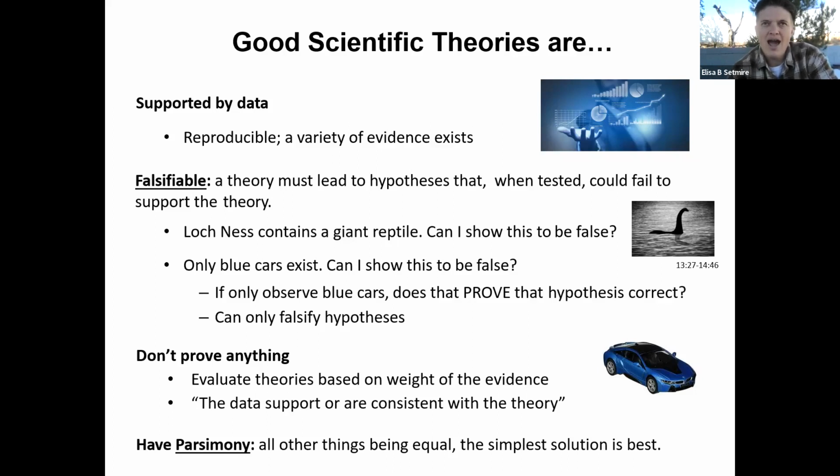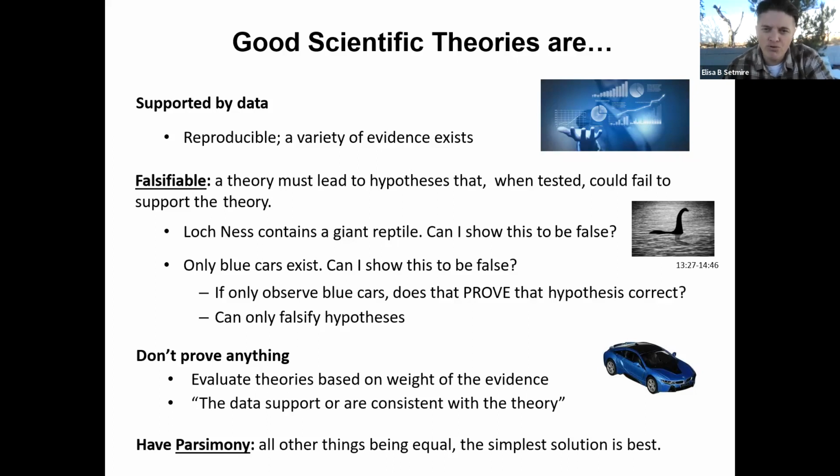Now, we have to phrase this in the right way, right? So for example, we could say that the Loch Ness contains a giant reptile. Can I show that to be false? That would be very difficult to do versus what if I make the theory or the hypothesis that only blue cars exist? Can I show that to be false? If I only observe blue cars, if I only see blue cars everywhere, does that prove my hypothesis to be correct? I can falsify it the second that I see a car that's a different color. Mine is gray, so right there, I can show that to be false, right? So I can falsify that information.